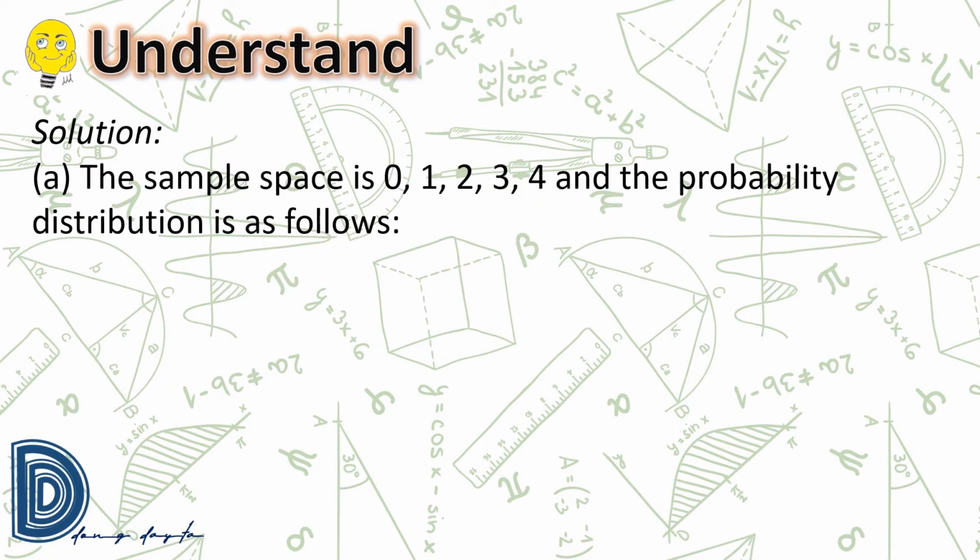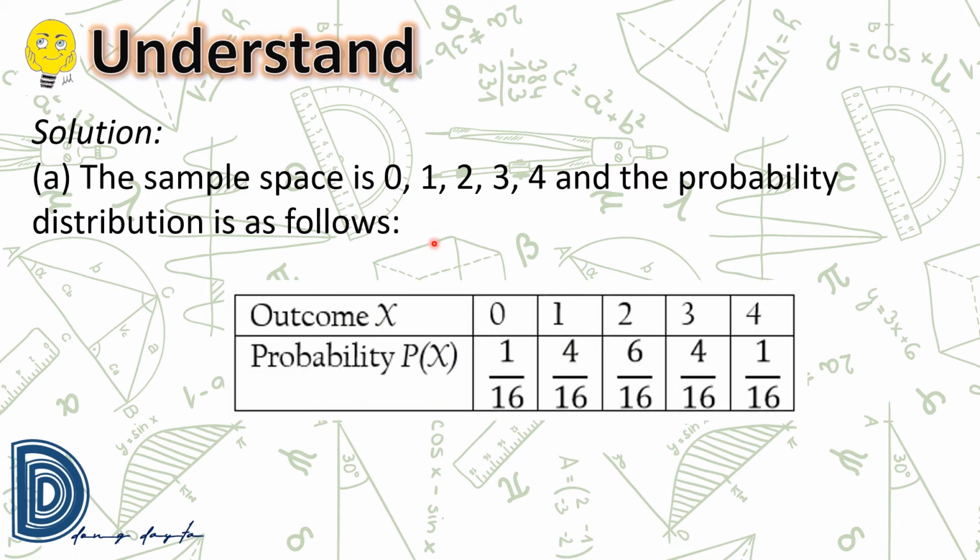Let us have our solution. The sample space is 0, 1, 2, 3, 4. That is no female, 1 female, 2 females, 3 females, and 4 females in the household. And the probability distribution is as follows. So the values that X assumes will be written on the first row, and in column will be their corresponding probabilities.